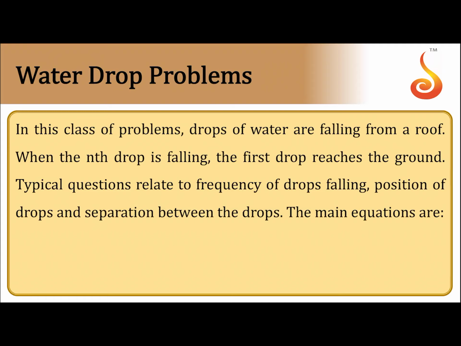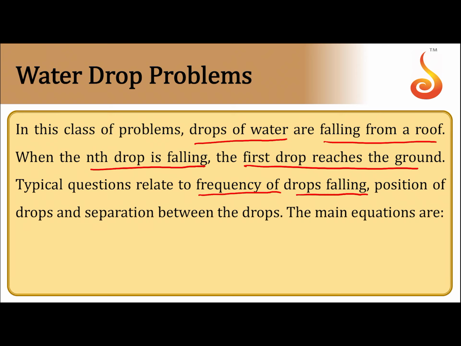Well, in this type of problems, water droplets are falling from a roof. When the nth ball is about to drop, the first ball would have reached the ground. Generally, the frequency of drops falling, that means how many drops are falling, positions of the drops, separation between the drops, etc., are to be found out.